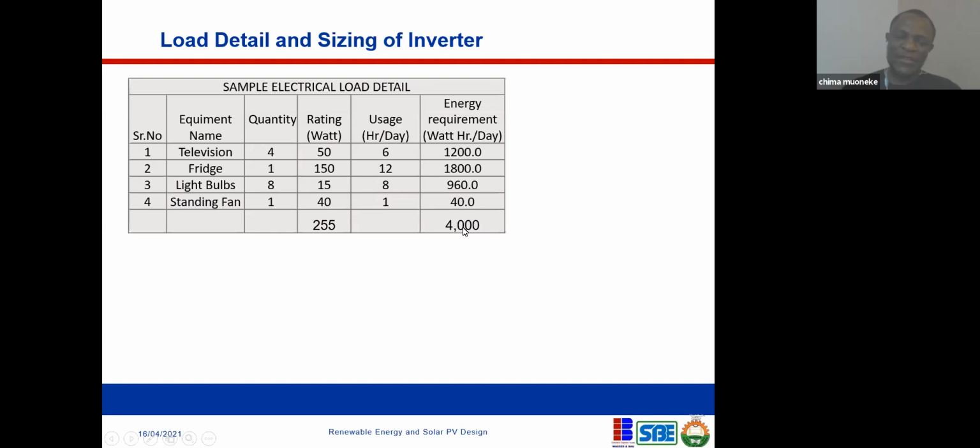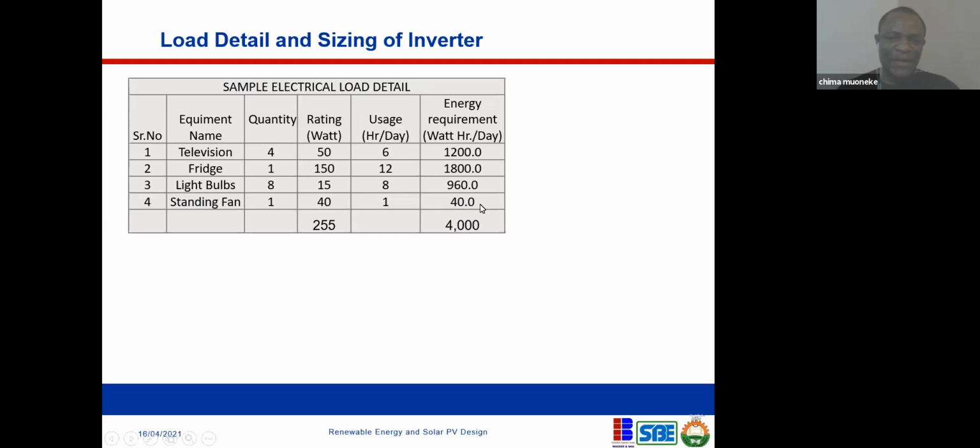Now, remember I told you that power and energy are different. This 4,000 is energy, okay? And this 255 is the power. This power is very important when you're sizing your inverter. Assuming you want to buy a generator, the inverter serves the same purpose as your generator, it's synonymous. The same way you size your generator is almost the same way you size your inverter. That's why we are looking at the demand here to size our inverter, okay?